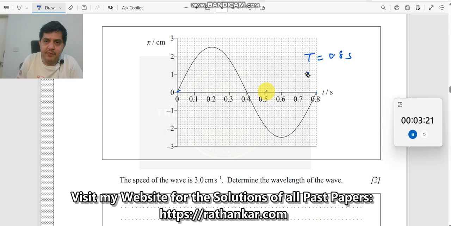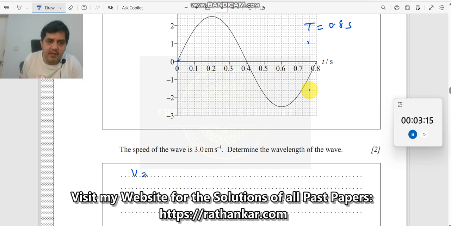Then you can find the frequency. Okay, before finding the frequency, you need the wavelength, right? We write down the equation: v is equal to f lambda. Now f is nothing but 1 by T, so v is equal to lambda by T. What you need is lambda here. V is already given to you. Why do I need to find the frequency? I can directly find lambda by the formula v into T, right? What is v here? 3 centimeter per second, which is 3 into 10 to the power of minus 2 multiplied by T. What is T here? 0.8. So 3 eights are 24. So 2.4 into 10 to the power of minus 2 meters, which is equal to 2.4 centimeters, right?